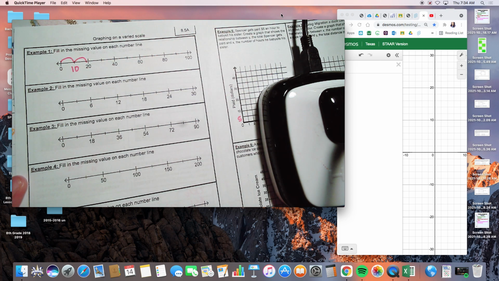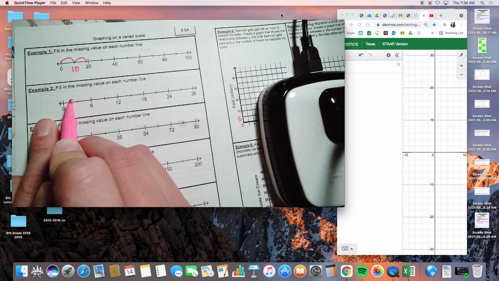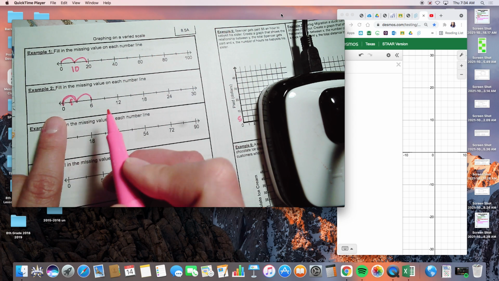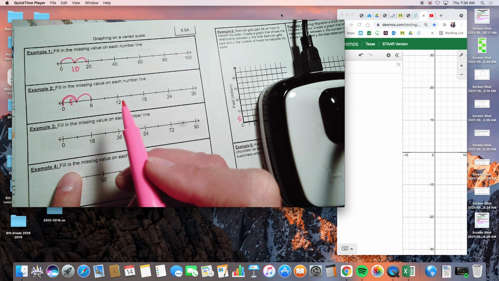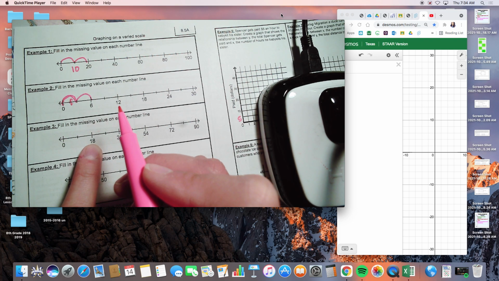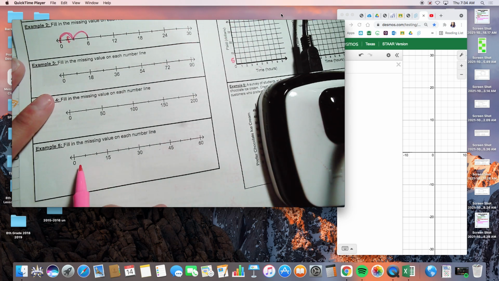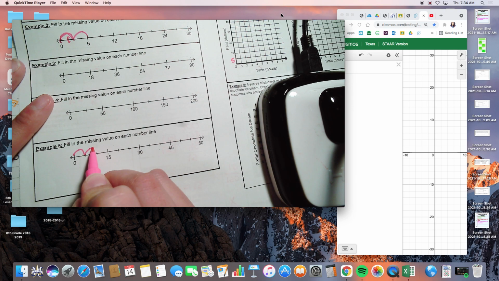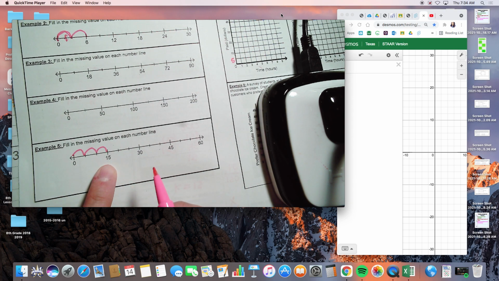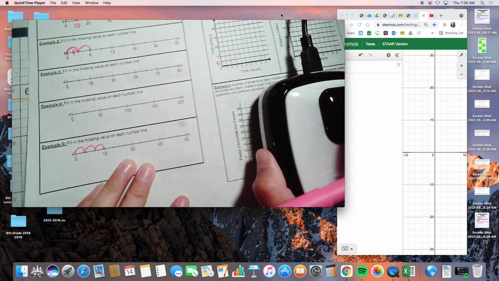The rest of them are very similar. Here we have, again, 1, 2. So I'm going to divide 6 by 2. Same thing here. 1, 2. So I'm going to divide 18 by 2. Same thing here. On this one, you have 1, 2, 3 spaces. So you're going to divide 15 by 3. Okay, and that's how much each space represents.